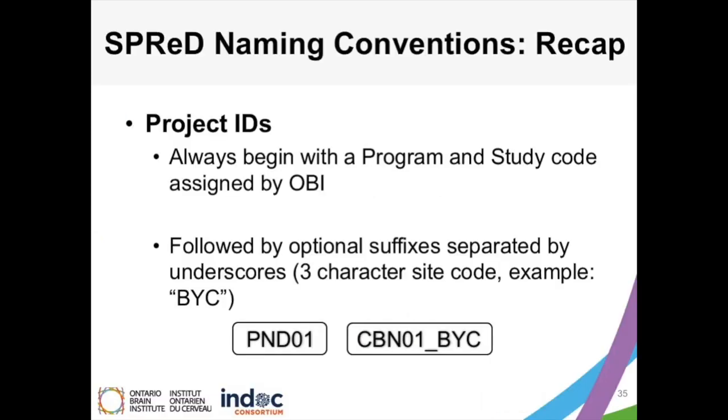To recap SPReD naming conventions for project IDs, remember that they always begin with the program and study code assigned by OBI. That will be followed by optional suffixes separated by underscores, for instance the 3-character site code. Here are some examples below.